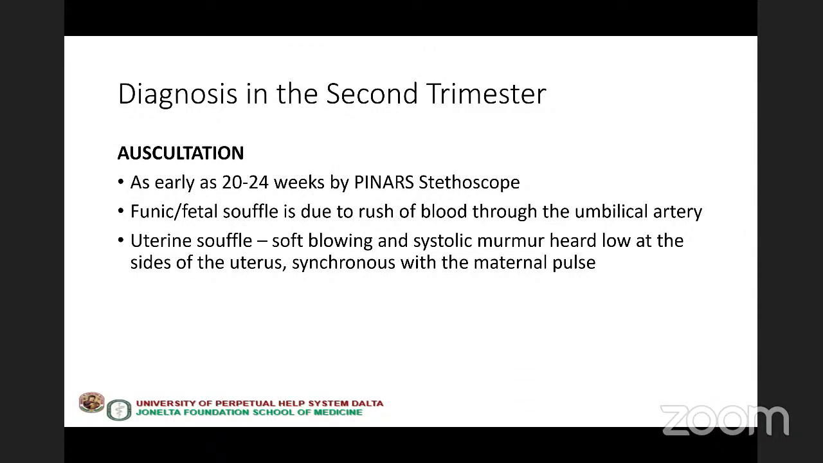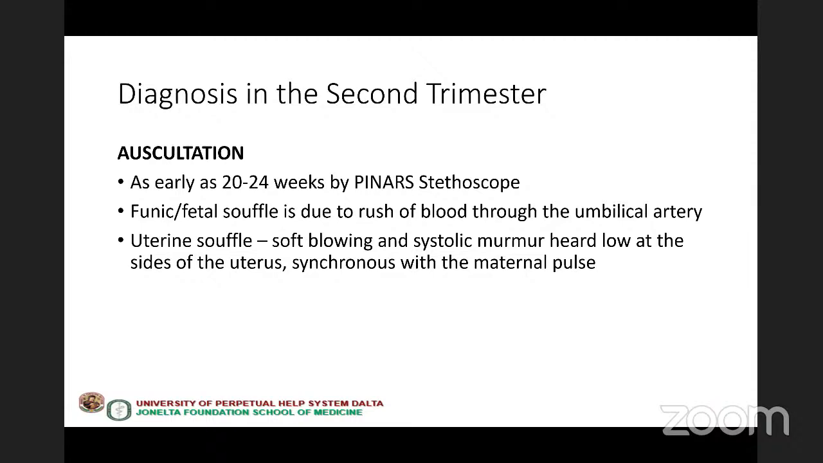Okay. And of course, you auscultate. As early as 20 to 24 weeks, you could hear it by your Pinard's stethoscope. Okay? Clinically, I know there's Doppler, but when you do go into the clinics, train your ears so that you could hear fetal heart tones through the stethoscope.